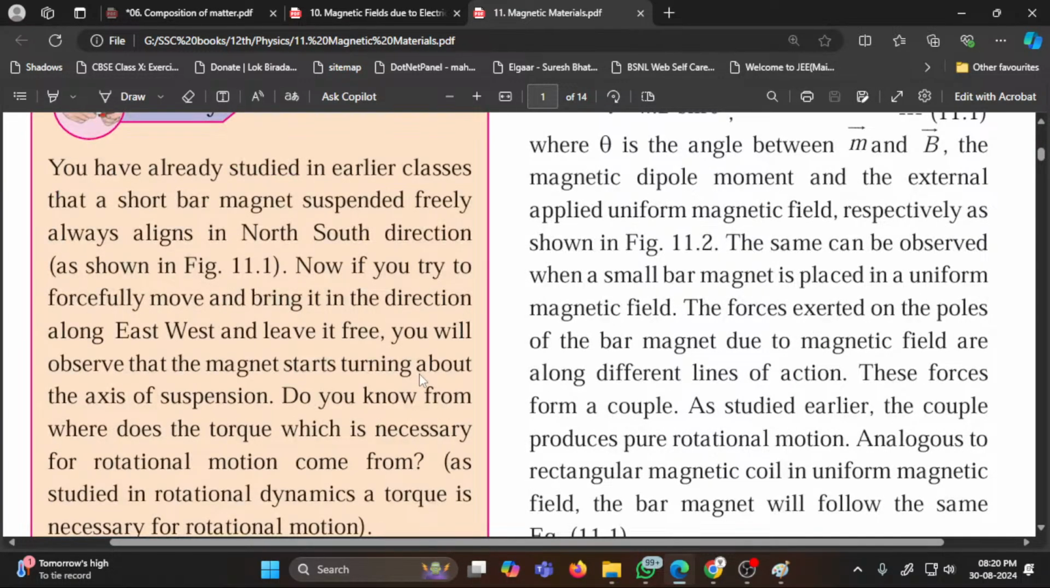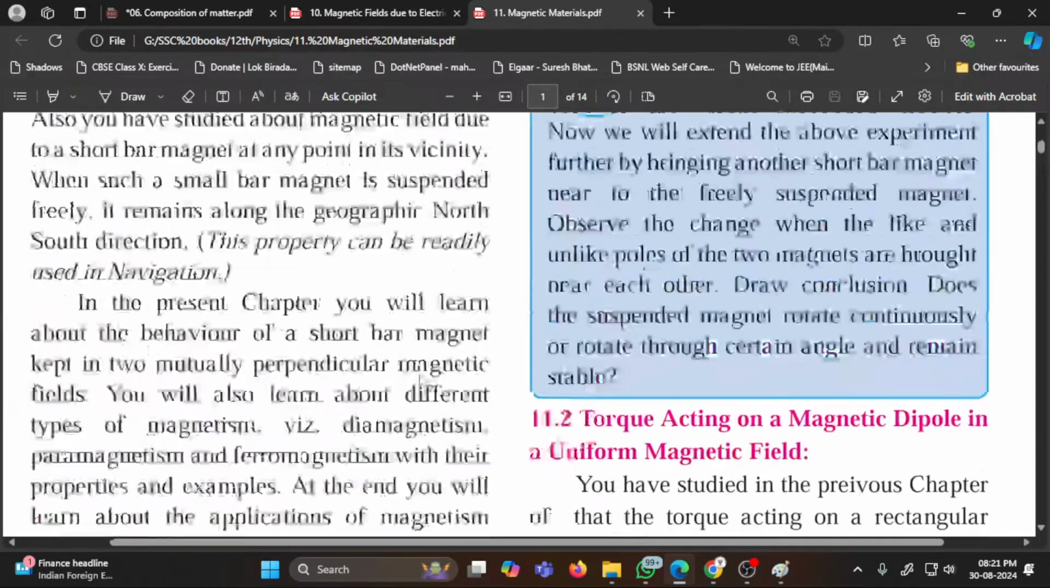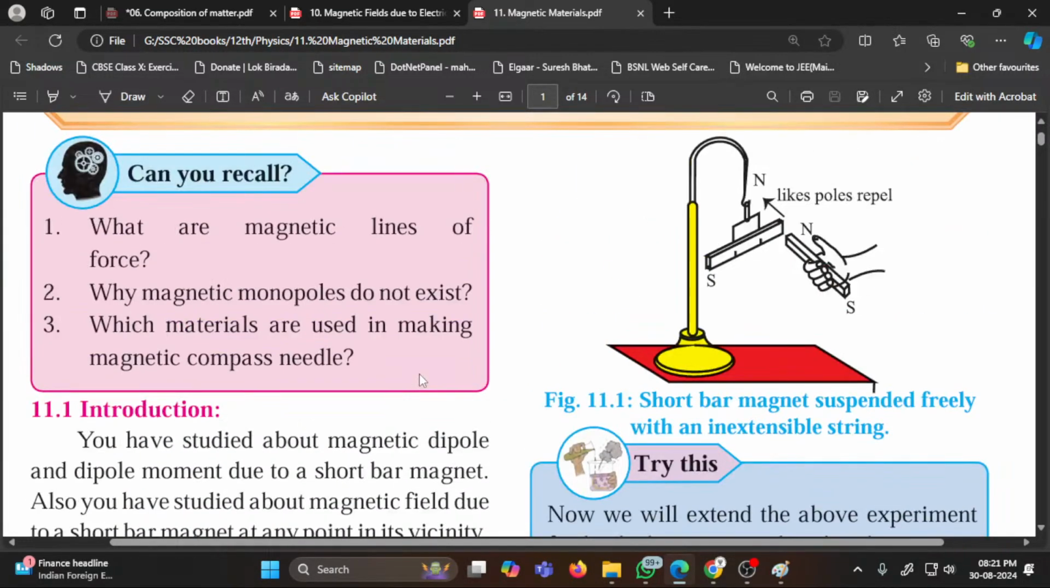So we have studied in the earlier classes that a short bar magnet suspended freely always aligns itself in the north-south direction. If you try to move it forcefully and bring it in the direction of east-west and leave it free, you will observe that the magnet starts turning about the axis of suspension. Do you know from where the torque which is necessary for rotational motion comes from? Yes, it comes from the earth magnet, or the interaction between the earth magnet and our bar magnet.